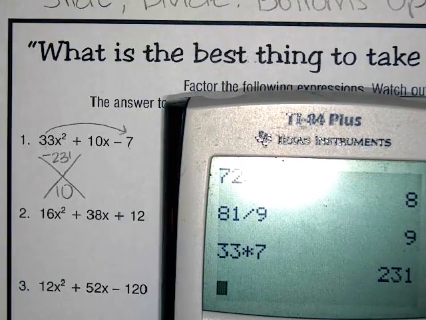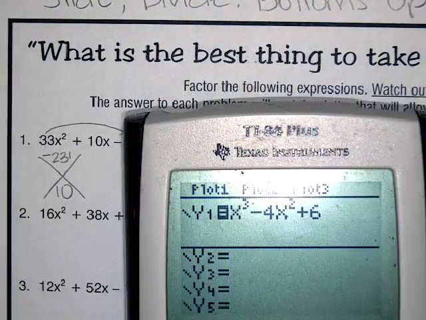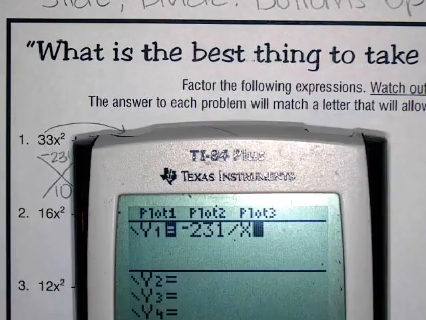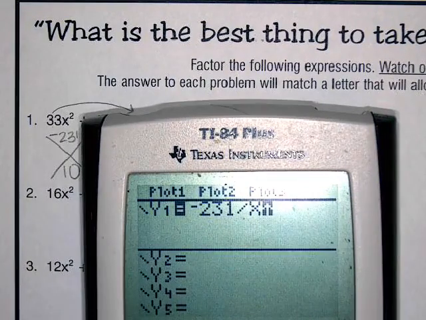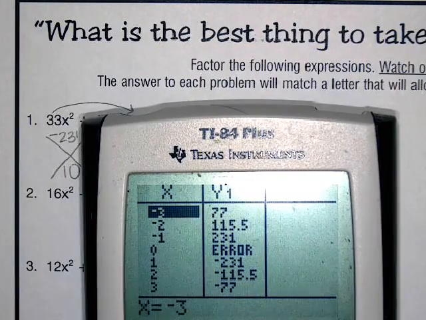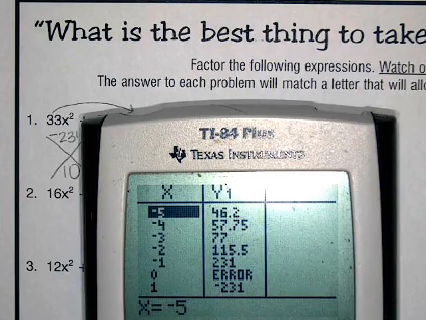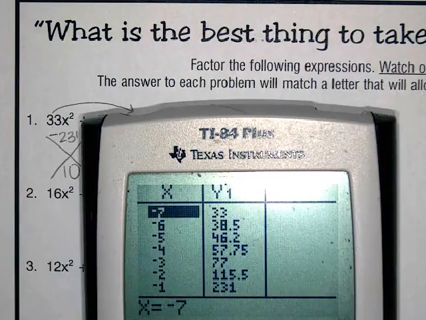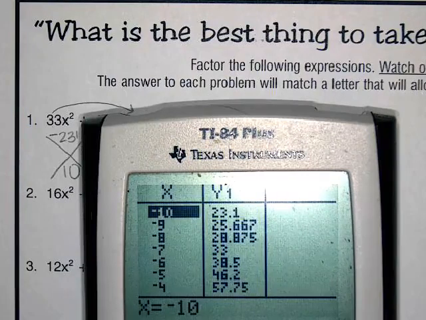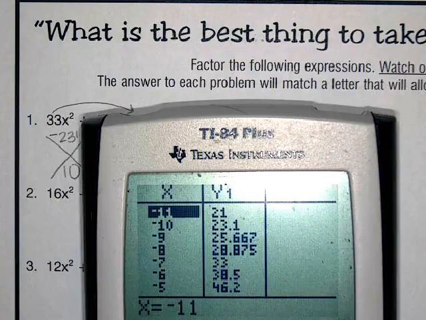Not the GCF. Anyone remember from yesterday how the calculator can help us? Y equals, I'm going to type in negative 231 divided by x. Graph. Okay, so I'm looking for 2 numbers that multiply to negative 231 and add to 10. I'm ignoring all the decimal pairs. Negative 7 and 33 doesn't do it. Ignoring decimals. Oh, I found it.